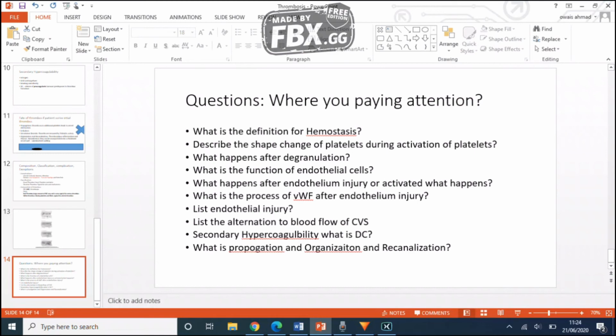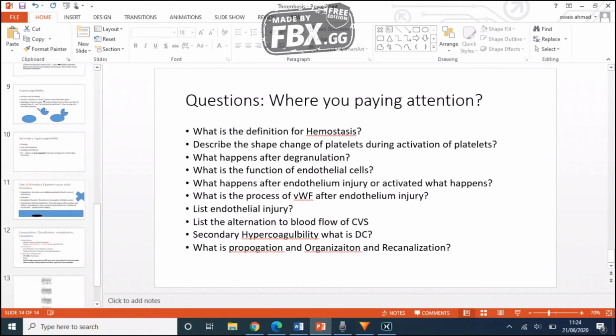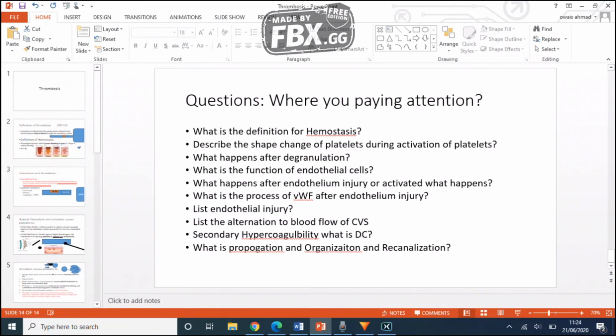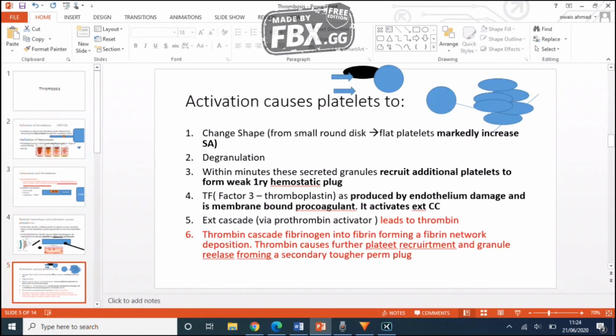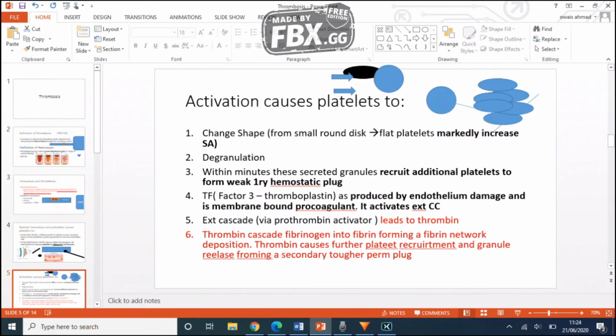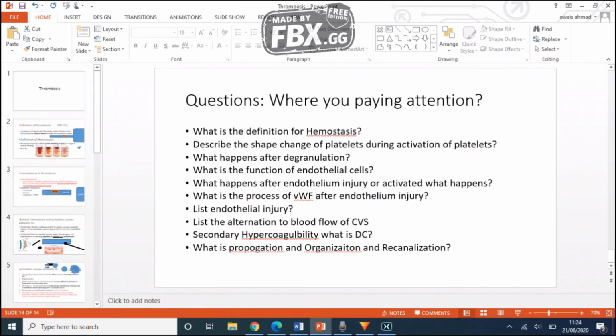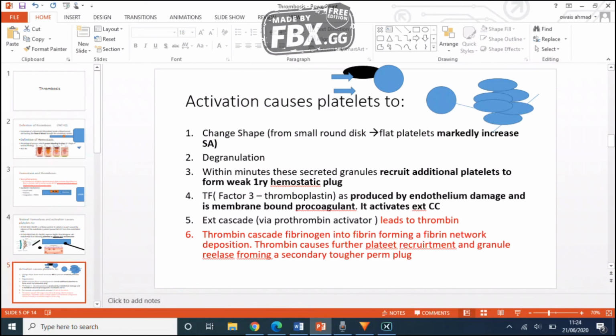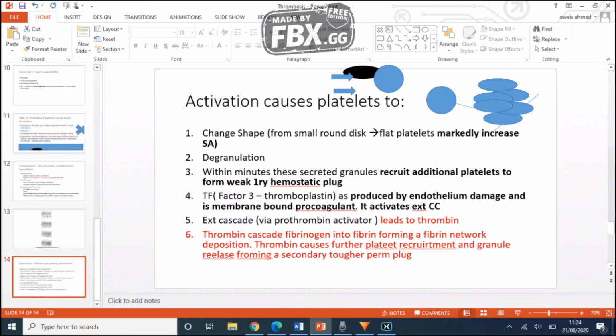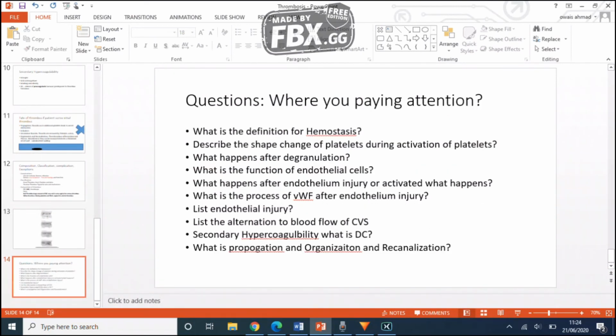What's the second question? What is the change in shape of platelets? It goes from round to flat, and the purpose is to increase surface area. What happens after degranulation? It leads to adhesion and recruits platelets. Primary, it's a weak coagulated plug. What is the function of endothelial cells? They are anticoagulant.